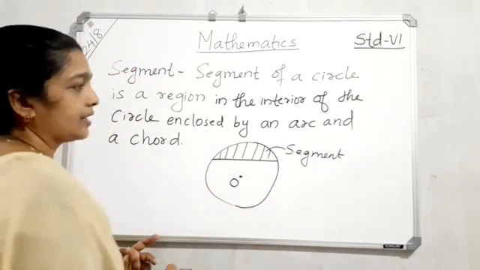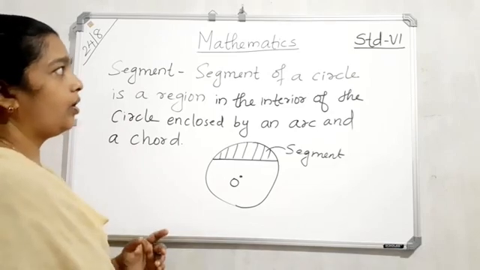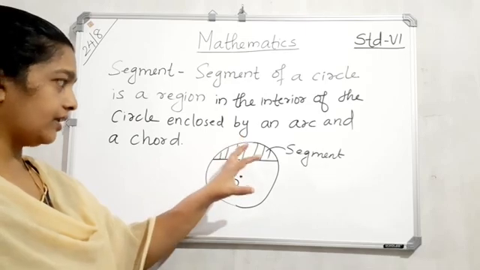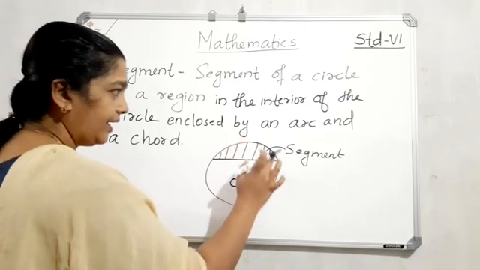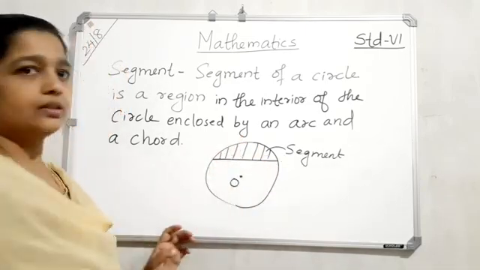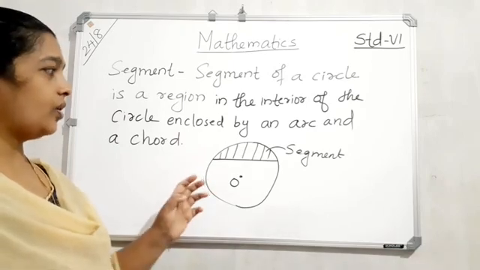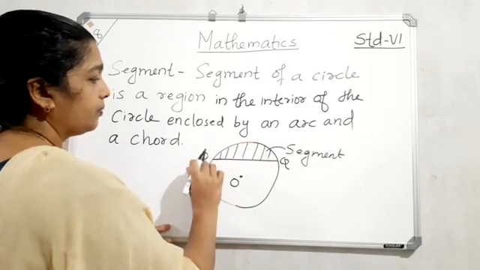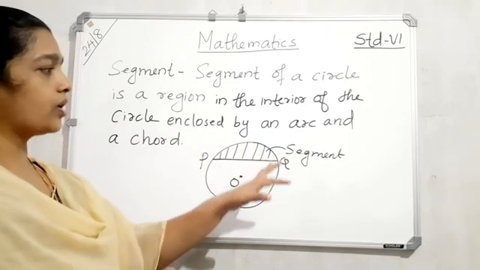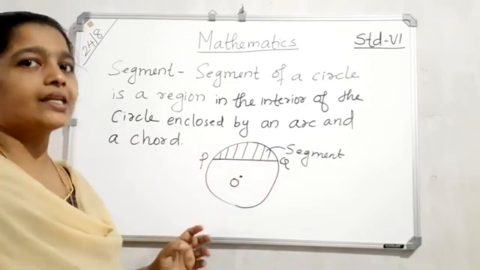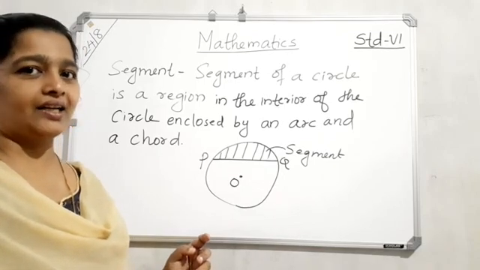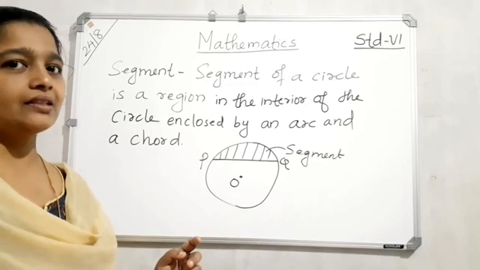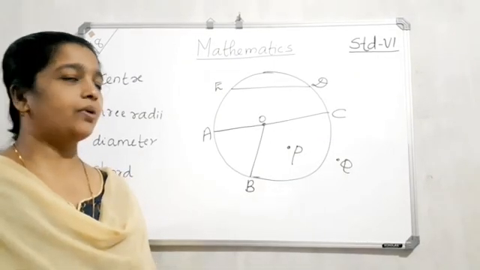A segment of a circle is a region in the interior of a circle enclosed by an arc and a chord. This is known as a segment. So how can we represent it here? PQ. So this portion is known as the segment of the circle. Understand the difference between a sector and a segment? Yes. Next, question number 1.